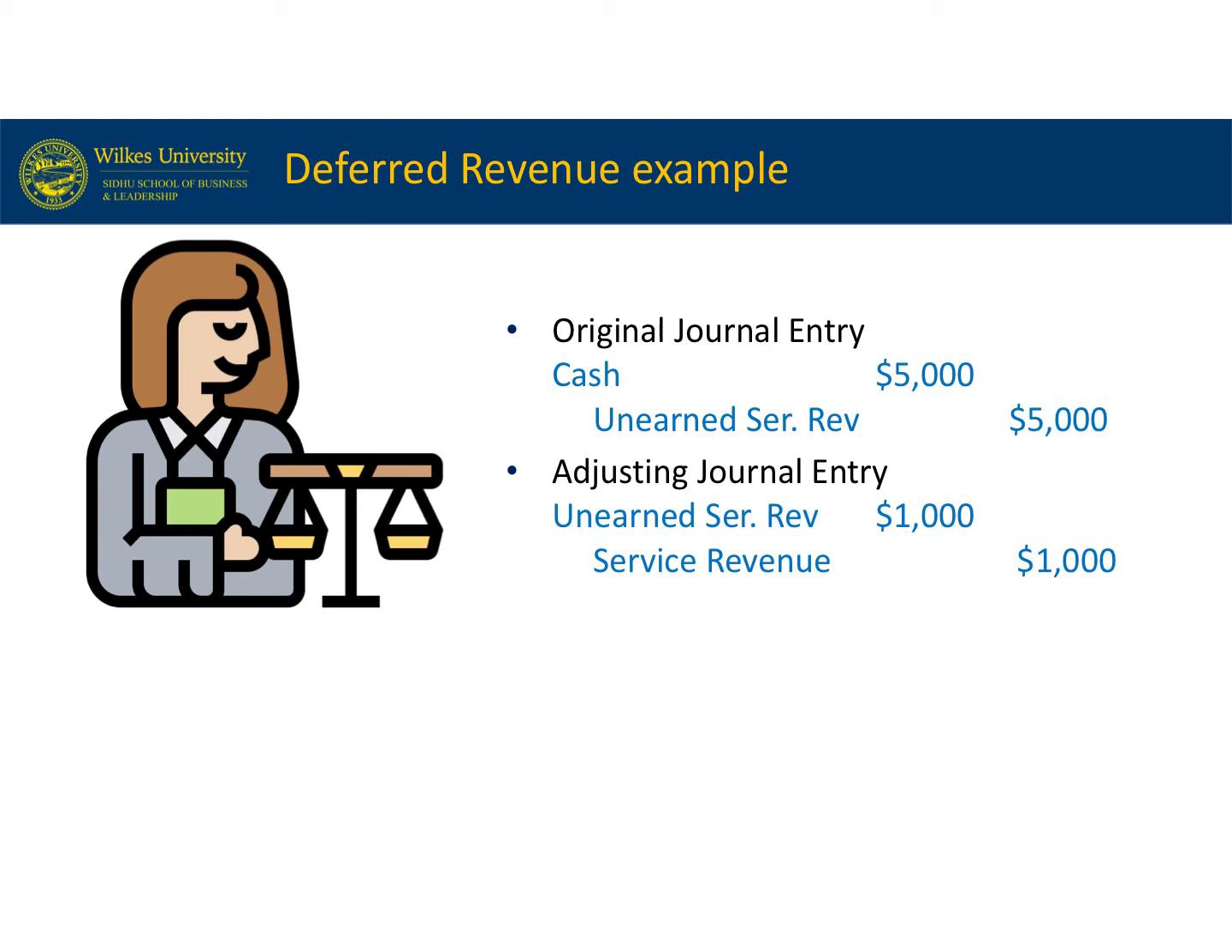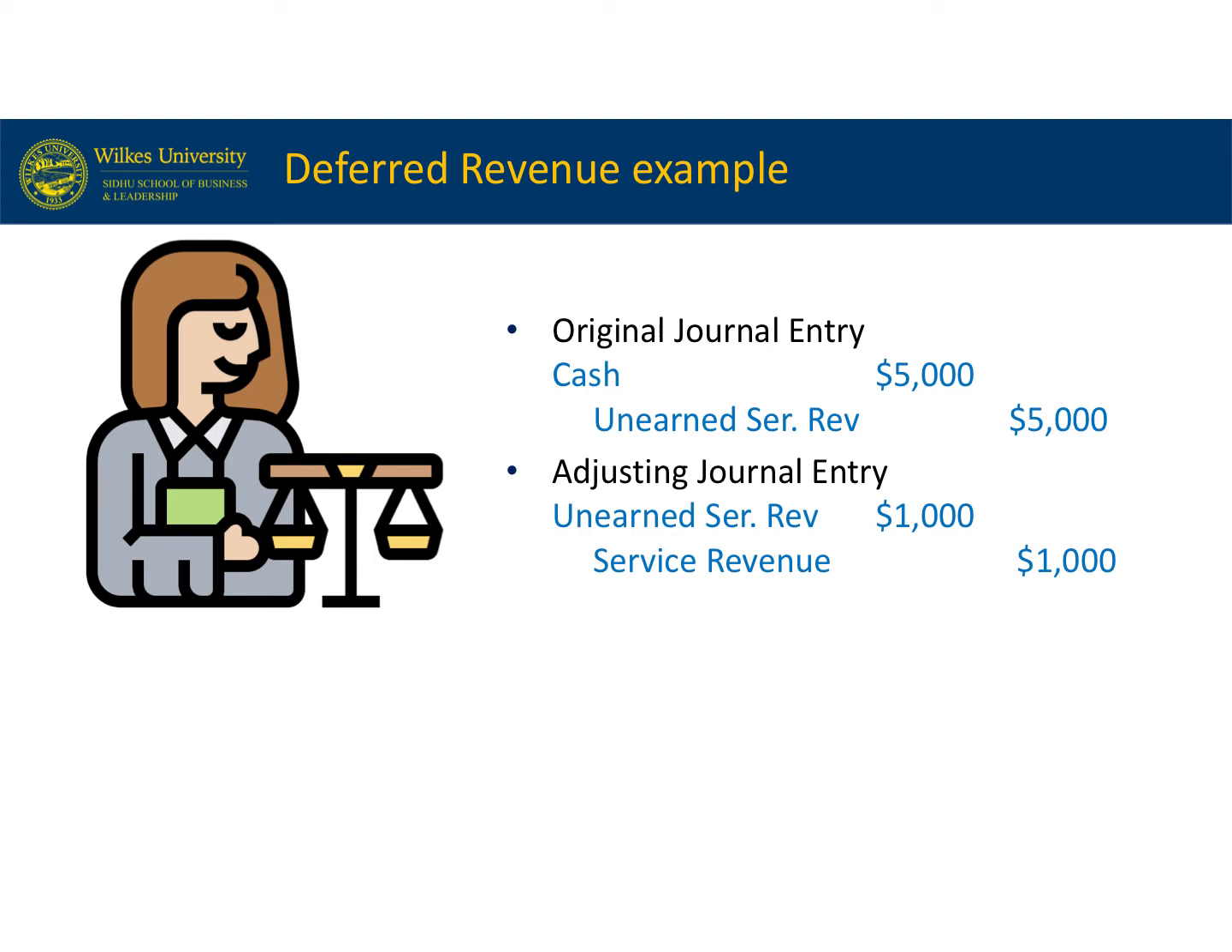So, when the cash was received, it must have been debited to show the increase in cash. If it was received in advance of revenue to be earned, the original entry must have credited unearned service revenue, the liability. So in this example, a retainer of $5,000 was received, and the original entry must have been a debit to cash and a credit to unearned service revenue.